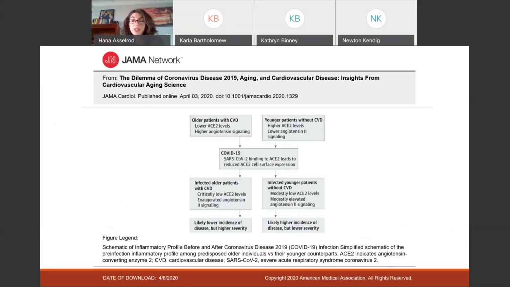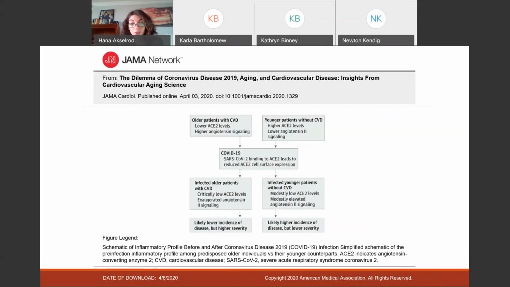There has been a question all along about whether the involvement of the ACE2 receptor in COVID-19 infection might mean that patients who take ACE inhibitors or ARBs would be at either a higher or a lower risk from this disease. There is a somewhat complex relationship, as illustrated in this JAMA Cardiology paper, between patient age, ACE2 receptor expression, the activation of the renin-angiotensin system, and the effect of SARS coronavirus 2.